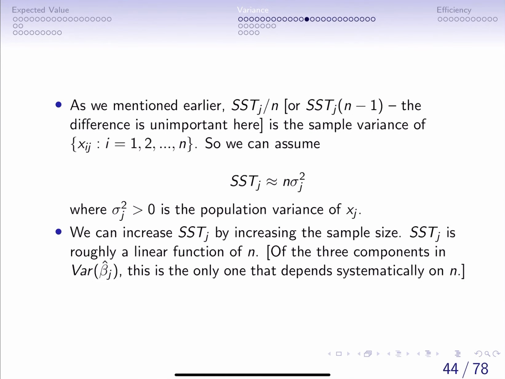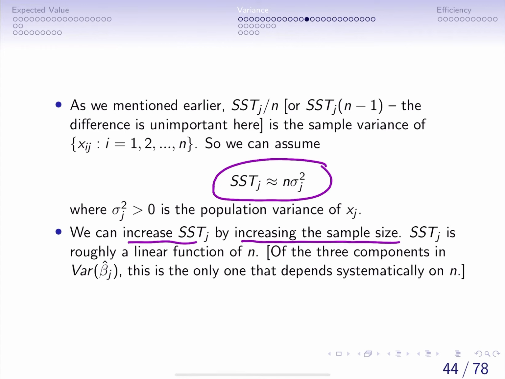Okay, so remember that SSTj is basically a function of your sample size. So one of the things you can do is you can increase your sample size. So you can increase the sample size and therefore increase the total variation in xj.